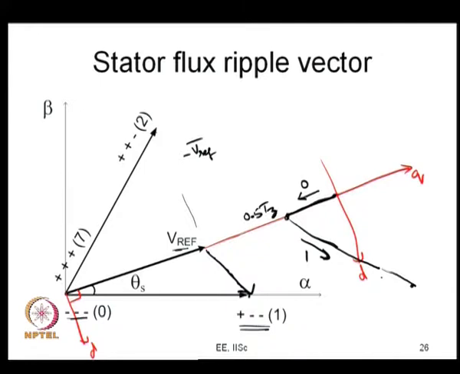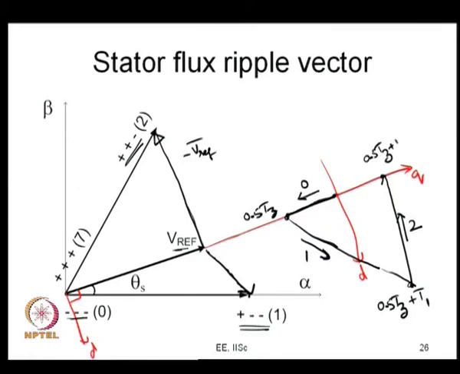Here, at the end of this, at 0.5 Tz plus T1, you have reached here. Then you apply active state 2, and the corresponding error vector is like this, so it is going to move in this direction. When active vector 2 is applied, it will start from here, move along, and finally reach here at the instant 0.5 Tz plus T1 plus T2.